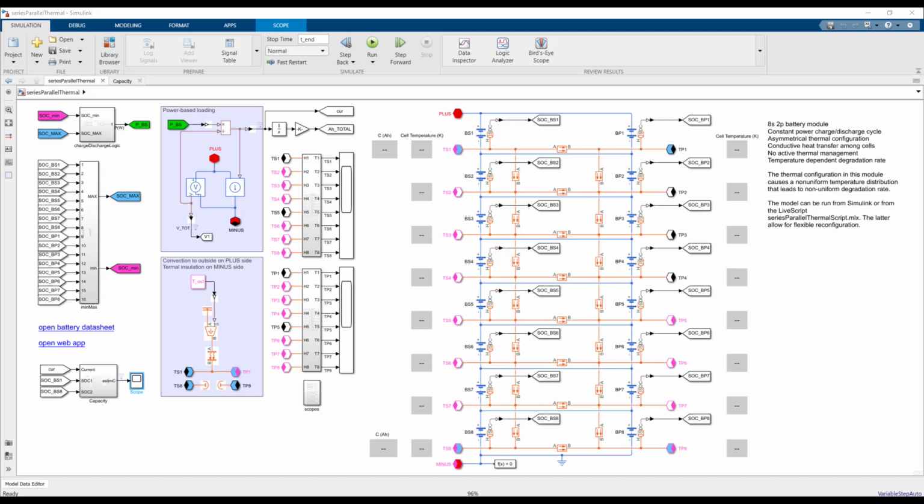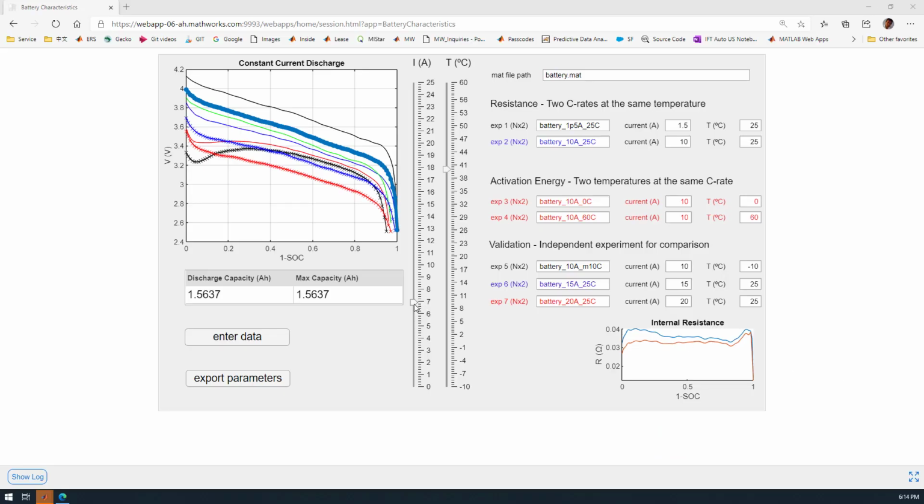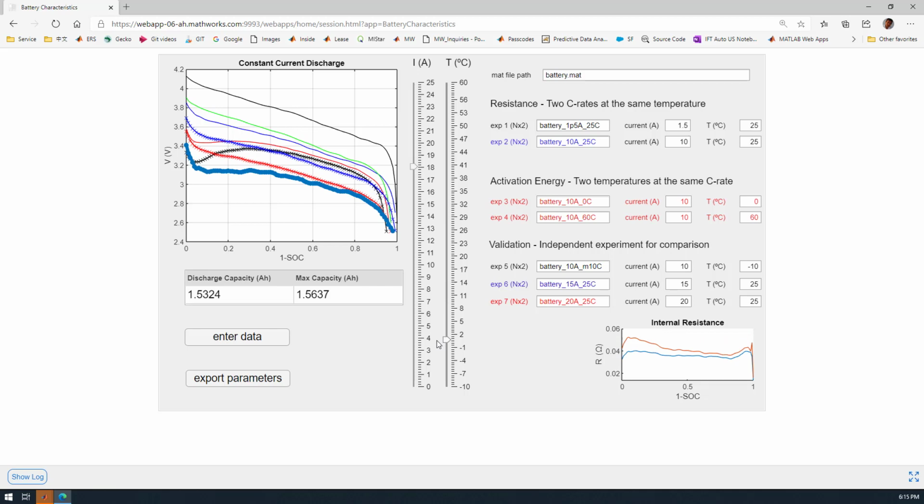In this example, we model a lithium-ion battery pack with an 8s2p topology. Each battery cell is parameterized to represent the electrical behavior of a 1.5 amp-hour 18650 commercially available cell, whose datasheet we digitized and turned into equivalent circuit parameters using a web app that calculates the internal resistance and its temperature dependence based on constant current discharge curves.